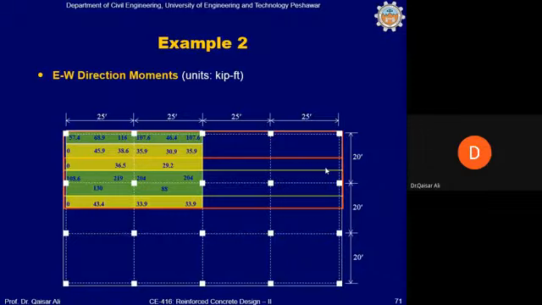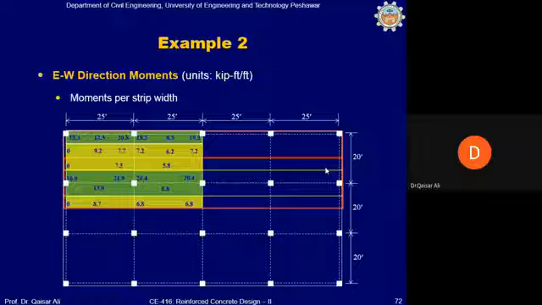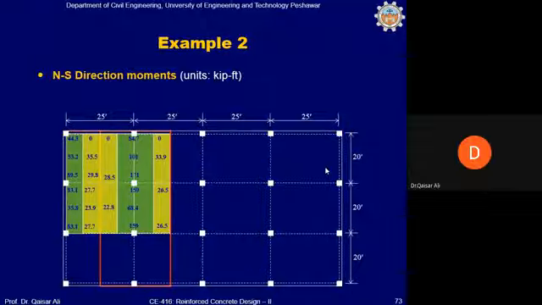And finally you can design this as well. These are moments per strip width. These are the bending moments along the north-south direction. So you can practice this, and then you can compare your results with those given in our presentation. And also you can try designing the slab panel, assuming number 5, number 4, or number 6 bar.